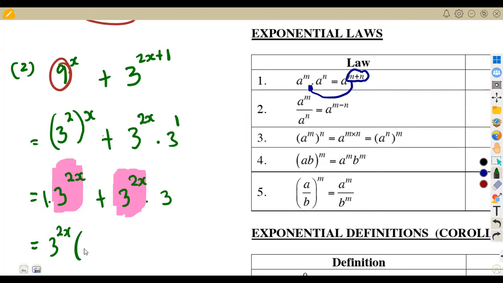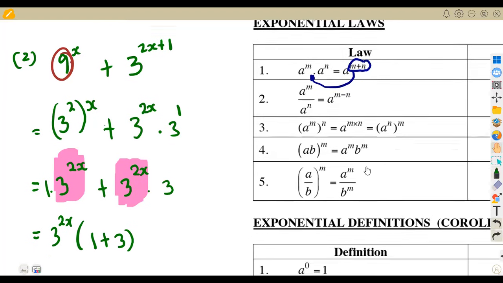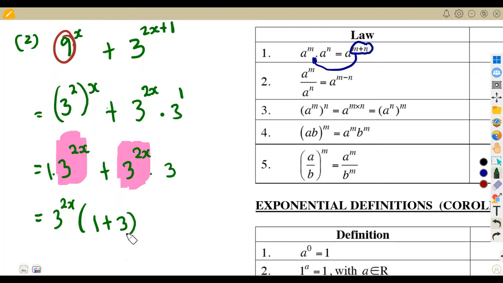I factor out this, I remain with a 1, plus if I factor out 3 to the exponent of 2x, I'm going to remain with what? I'm going to remain with a 3. So this is what I'm going to have at the end. So we can simplify this. That's 1 plus 3, which is going to give us a 4. So that's 3 to the exponent of 2x times a 4. And this is the same as 4 times 3 to the exponent of 2x, like this.